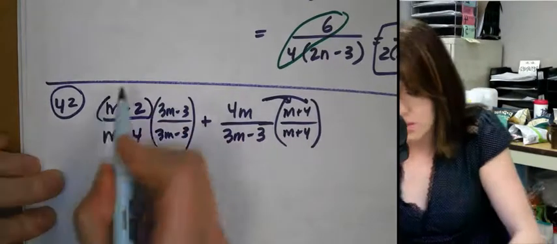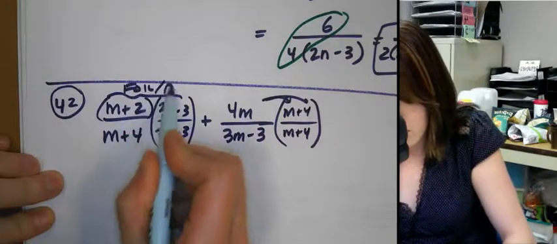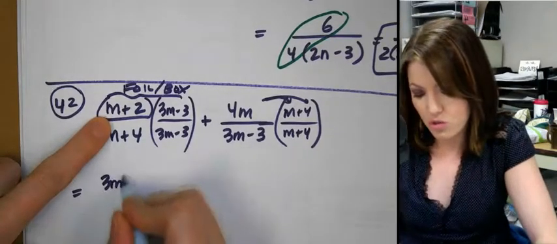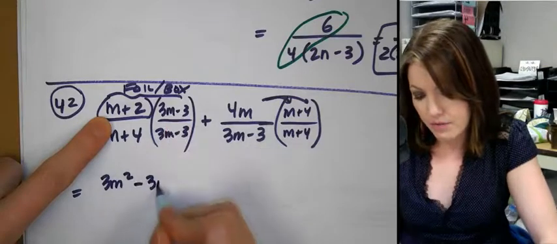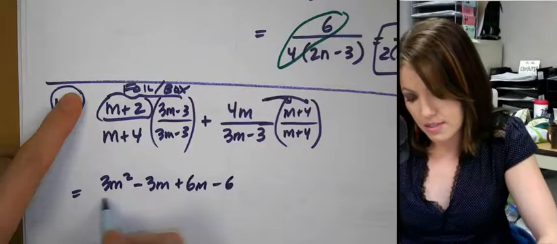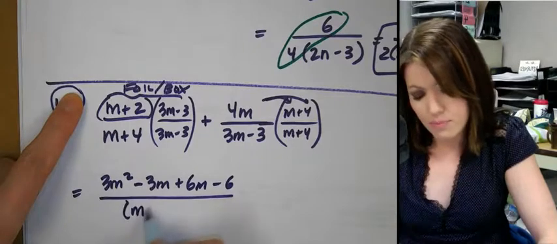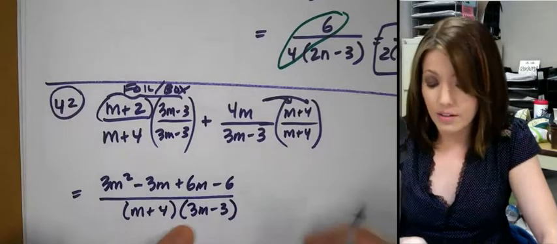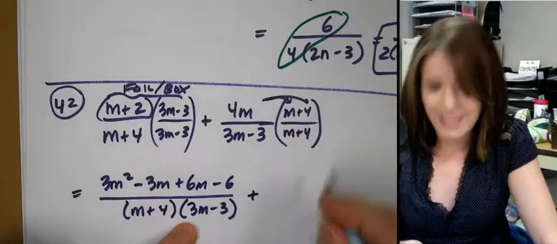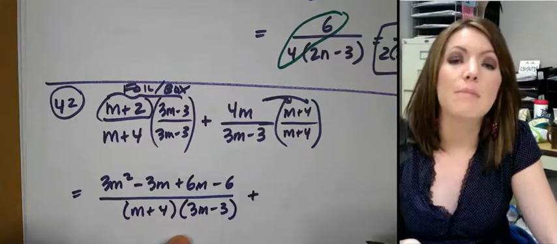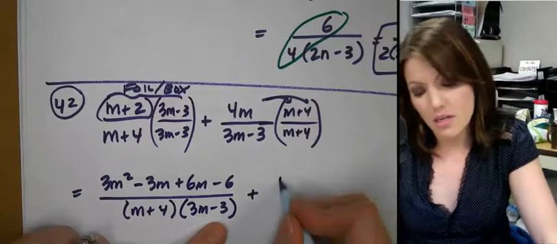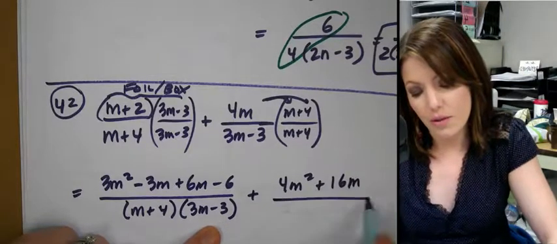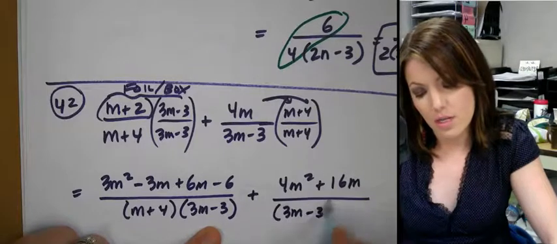Okay. This one is going to be a FOIL or box. So when we FOIL or box, m times 3m is 3m squared. Negative 3 times m is negative 3m plus 6m minus 6. Okay, remember I said really do not go through and multiply out the denominators, because if the goal is to simplify completely at the end, by the time you're at the end, you're redoing things that you wouldn't have had to do otherwise. Alright, so 3m minus 3, m plus 4.